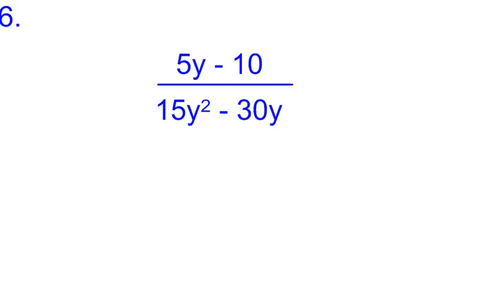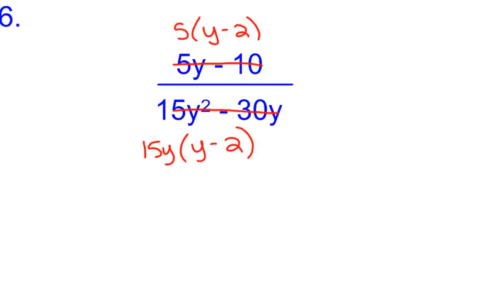So in number 6, here you see that we have a binomial in the numerator and the denominator. So my first step always is going to be to factor anything I can in the numerator and denominator. In my numerator, I see that I have a greatest common factor, which would be a 5. So I'm going to divide both terms by 5, and that would replace that numerator. In my denominator, I also see that I have a greatest common factor, which would be 15y. So when I divide both terms by that, I look at what I have left over.